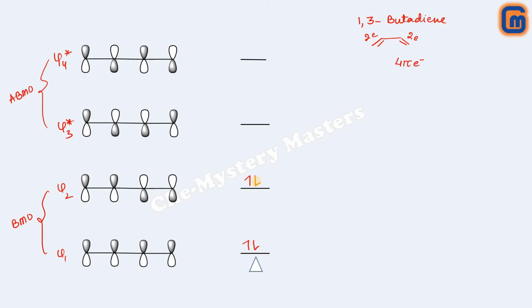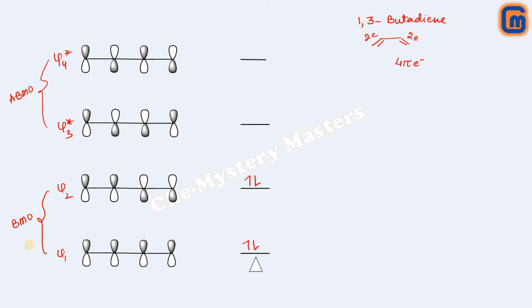Let us talk about the HOMO and LUMO in this case. If you see, psi1 and psi2 both are filled with electrons, while psi3 star and psi4 star do not have any electrons in them. That's why you can say that these 2 orbitals are occupied molecular orbitals, while these 2 are unoccupied molecular orbitals.